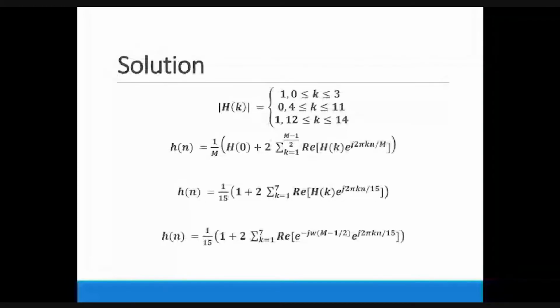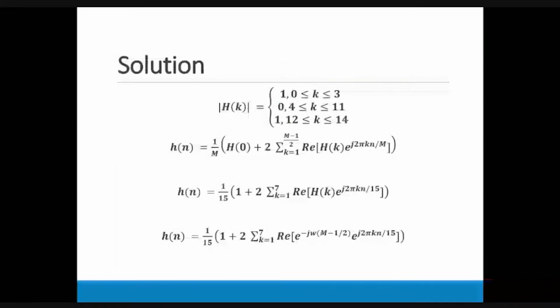Now we are writing the equation for calculating the impulse response. We are applying this equation: h of n is equal to 1 by M times h0 plus twice the summation from k equal to 1 to M minus 1 by 2. As M is an odd number, we are taking this. We have to calculate the real part of H of k e raised to j 2 pi k n divided by M. For the frequency sampling method, in the last lecture we discussed one example.